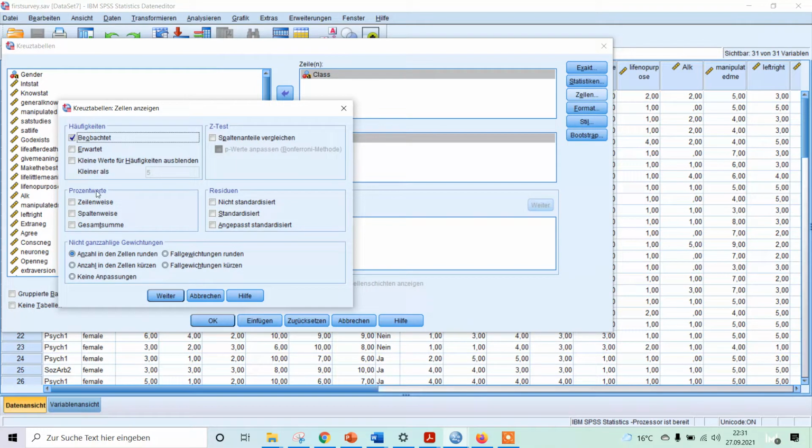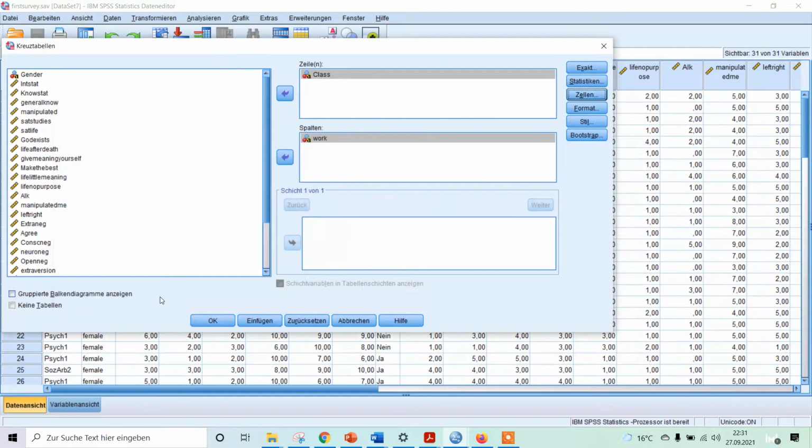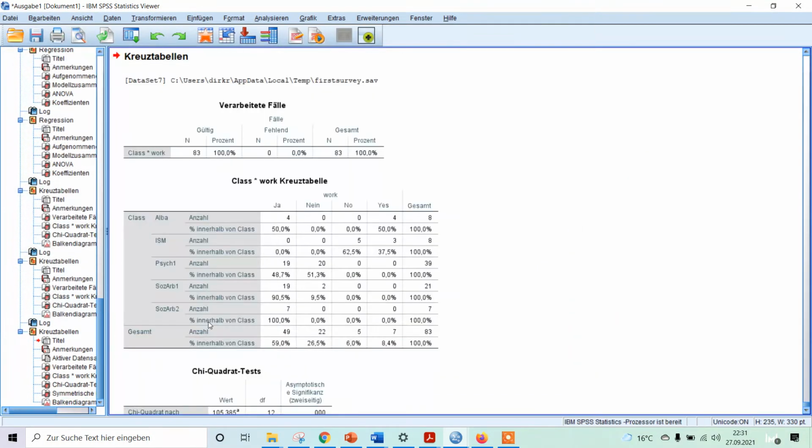Here we also have percentages. Very often it's helpful to show the percentages. So let's just take the percentage in the rows and continue. We don't need format, style and bootstrap, but we want to show a grouped bar chart here. So grouped bar chart, and then we click on OK. So let's have a look at the output.